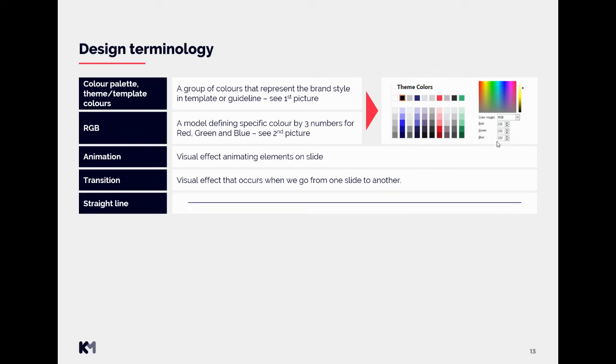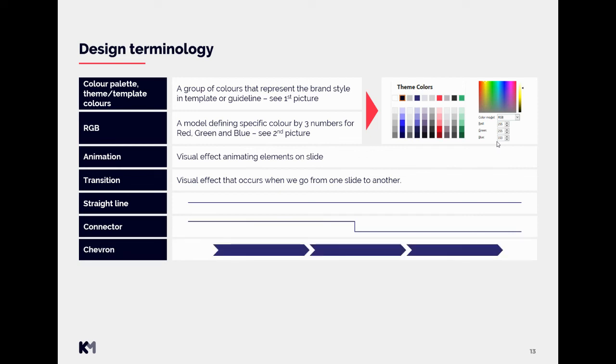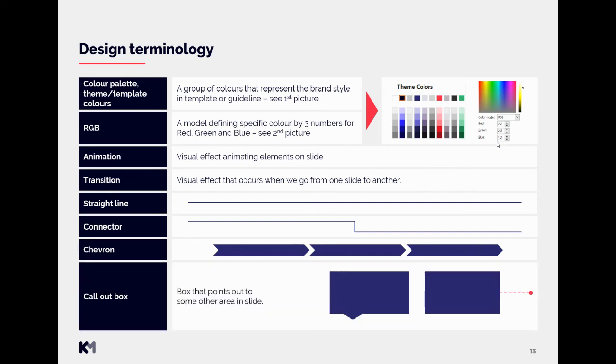Straight line is this. We consider this to be a straight line, but sometimes we might tell you to use a connector. By connector, we mean this bended line. Chevron is a type of box that we often use for all kinds of processes, and it looks like this. Callout box is a box that points out to some other area in the slide, and that kind of box might look different ways, but here are 2 examples of what we mean by callout box. Now let's take a look at some terminology related to the feedback and rating.